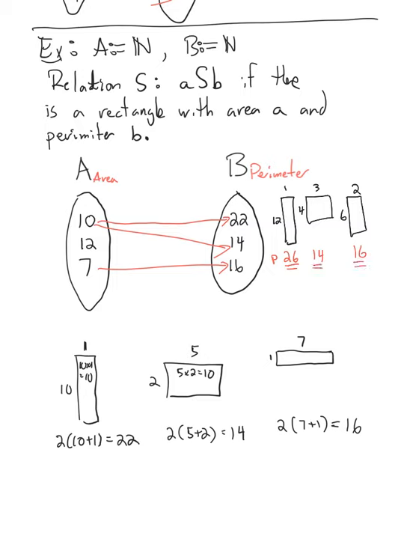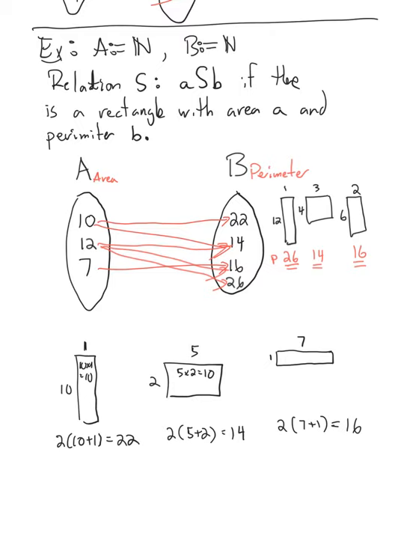1 times 12 is 12. 2 times 6 is 12. 3 times 4 is 12. And that's all you got. So 12 is related to 3 things. 12 is related to, well, it's related to 14, so we can draw an arrow there. It's related to 16, and it's related to 26, which I'll put down here. So 12 is related to those 3 numbers. So that's how this relation works.